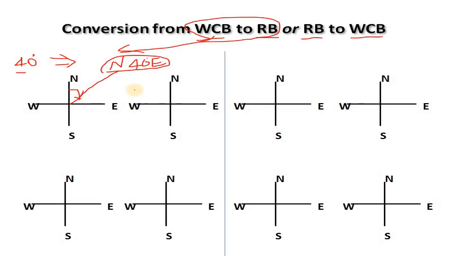Okay, now suppose you have 120 degree WCB. How to convert in reduced bearing system?